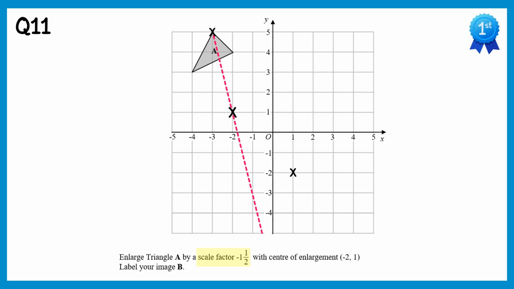So we need to do this once more and then half again. So from the centre of enlargement, if we go across 1 and down 4, and then across a half and down 2. And that puts us right at the bottom of the diagram here.